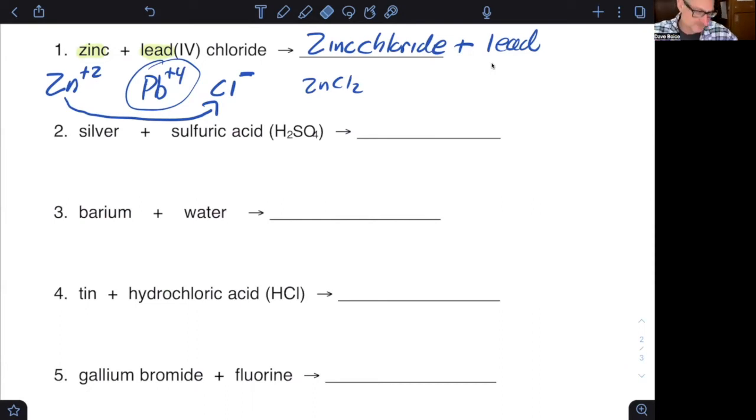So let's take a look at this one. We got silver and sulfuric acid. And we haven't really gone over the naming conventions for acids, which is why we're putting the formula here for you. So this is going to break apart. You have your silver, and the silver has a set charge of +1.